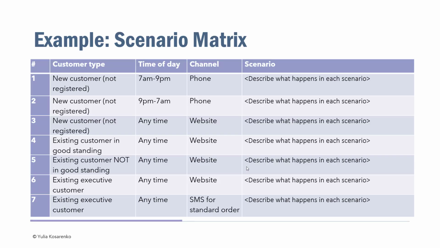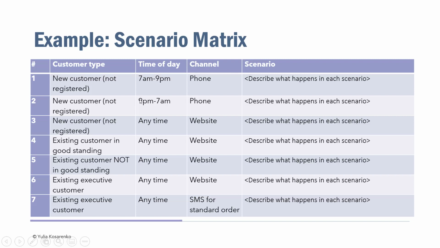Here are some examples of those outcomes of business analysis. Scenario matrix. Imagine we capture here for our online ordering system different order placement scenarios. So we will have different types of customers: registered, not registered yet, in good standing, which means they pay their bills on time, customers that didn't pay their previous bills, etc. And at different times of the day, maybe using different channels like phone, website, SMS.